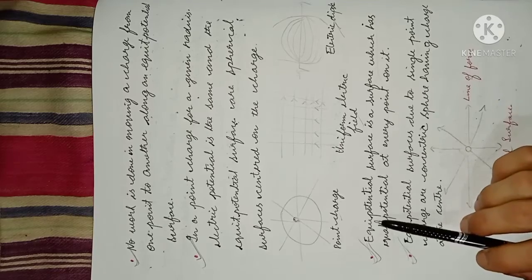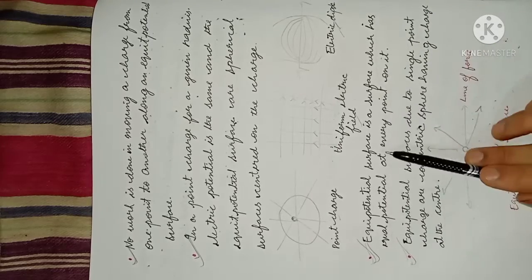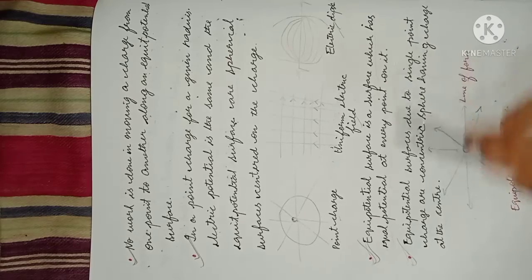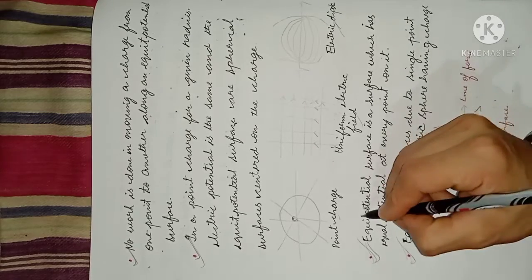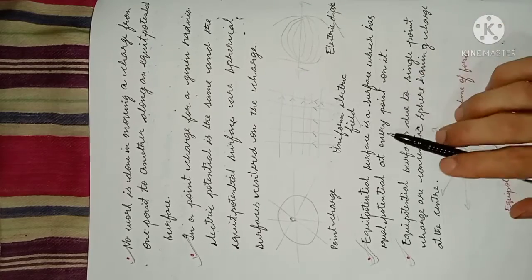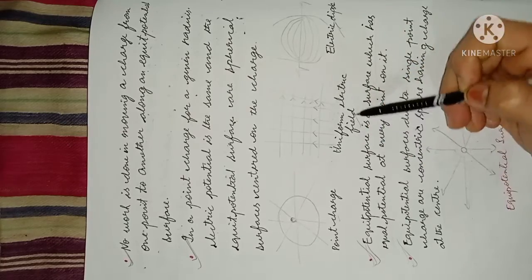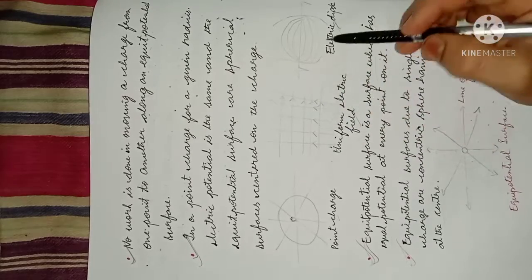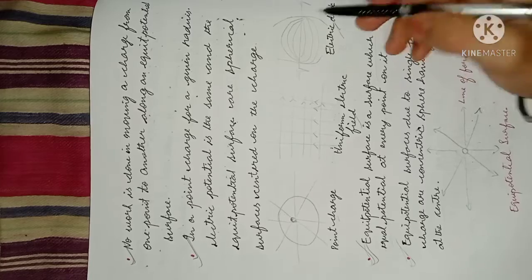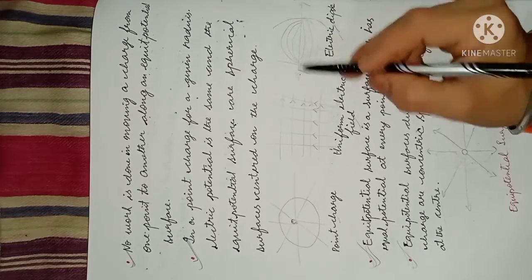Another point: an equipotential surface is a surface which has equal potential at every point on it. You can take the example of uniform electric fields also, and for an electric dipole, the equipotential surfaces with plus q and minus q. These are electric dipoles.